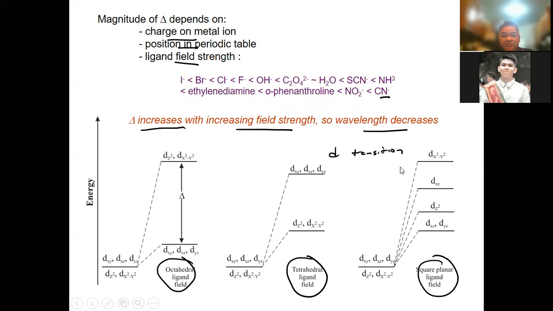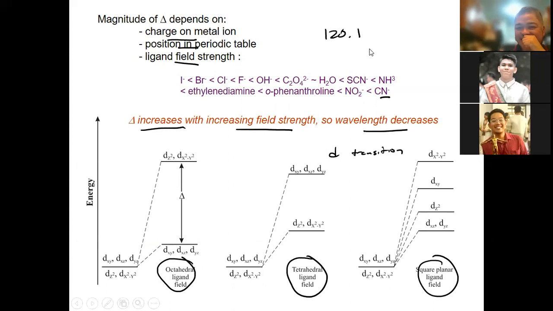Now this is useful if you have complex. I think Emil, nag 120.1 ka ba? Yes po, sir. Did they still synthesize the complex with different color? I didn't thought 120.1, but I always know the experiment. There's colorful. Apo, sir, yung cobalt tsaka molybdenum complex po.